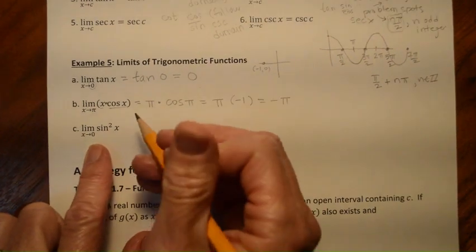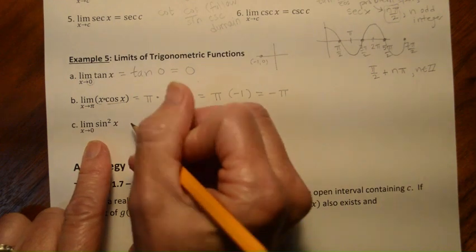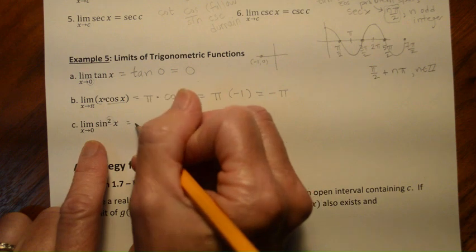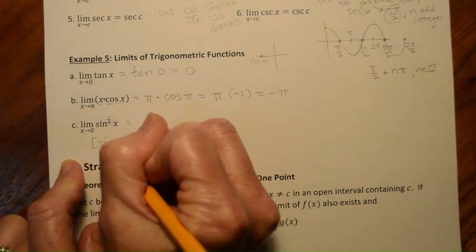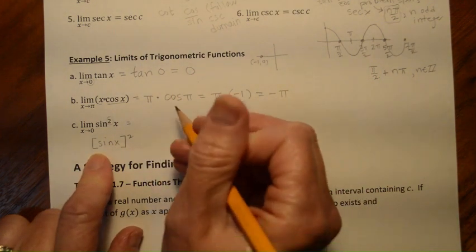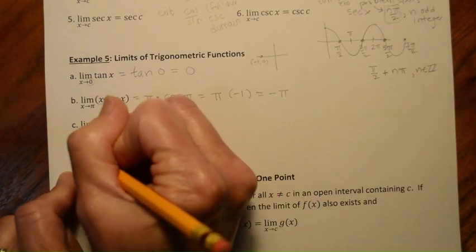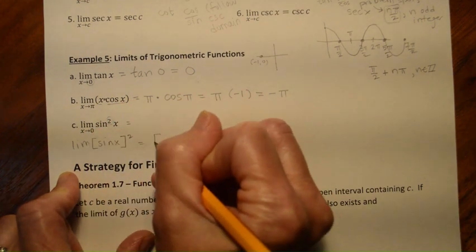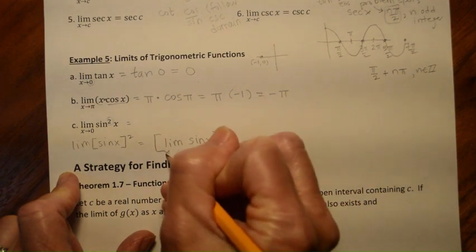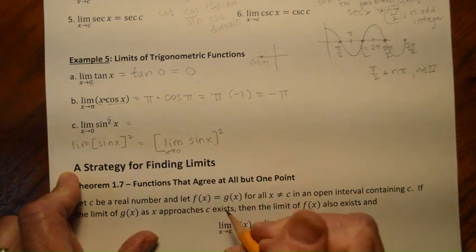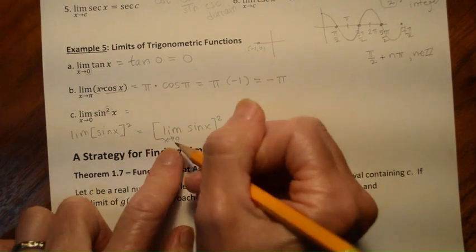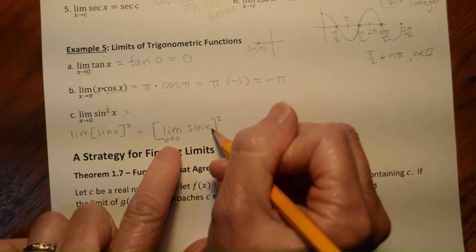Okay, and then the last one. All right, I'm going to write this a little bit differently. I'm going to write this because, again, remember that this means the same thing as this. All right, which we learned on a previous page, that if we're taking the limit of this, then we can write it as the limit of sine x as x approaches 0, and then just square whatever we get. Okay, so when we do that, then we would just evaluate this by plugging in 0.